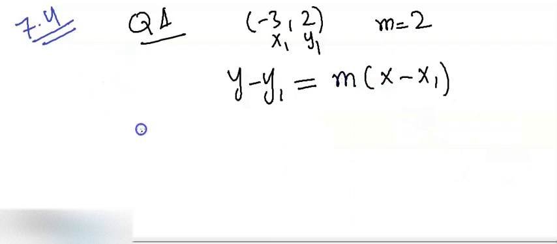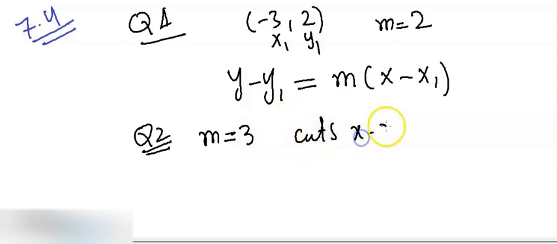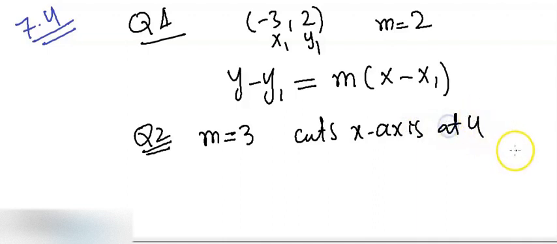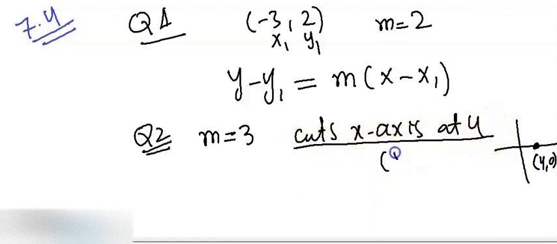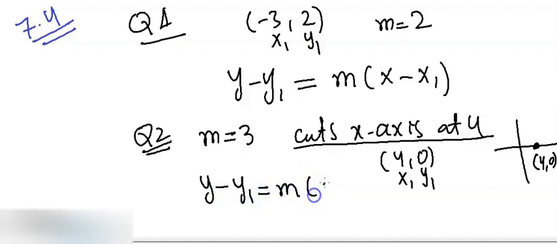In question 2 it says that the line L has gradient 3, m equal to 3, and cuts the x-axis at 4. So the line is cutting the x-axis at this point 4, so the y coordinate must be 0. So this is basically the point 4 comma 0. You call this x1, this y1, and this is your m. So you just need to use y minus y1 is equal to m times (x minus x1). So far so good. Let's move to question number 3.